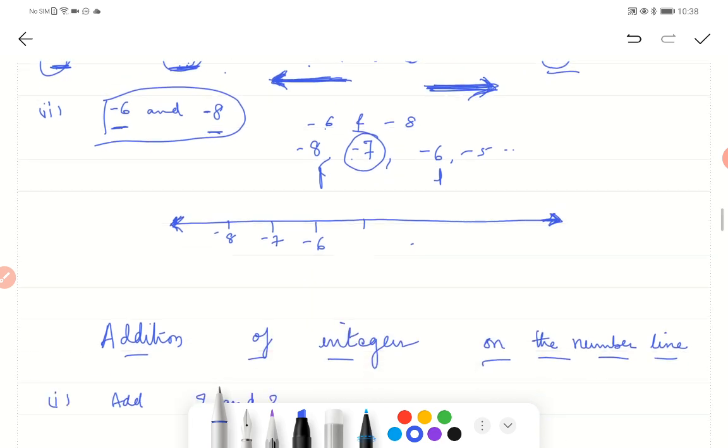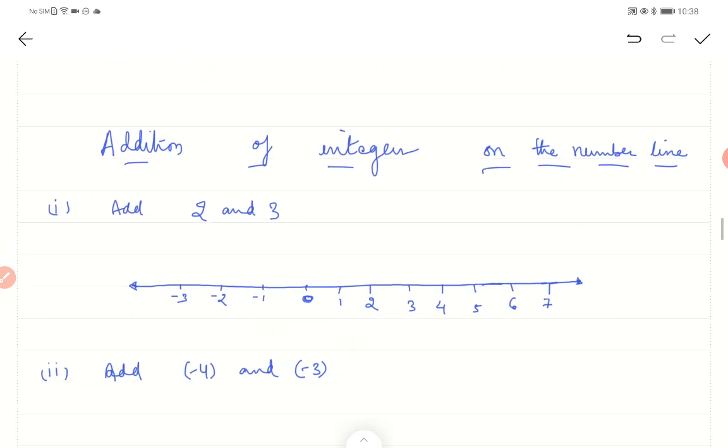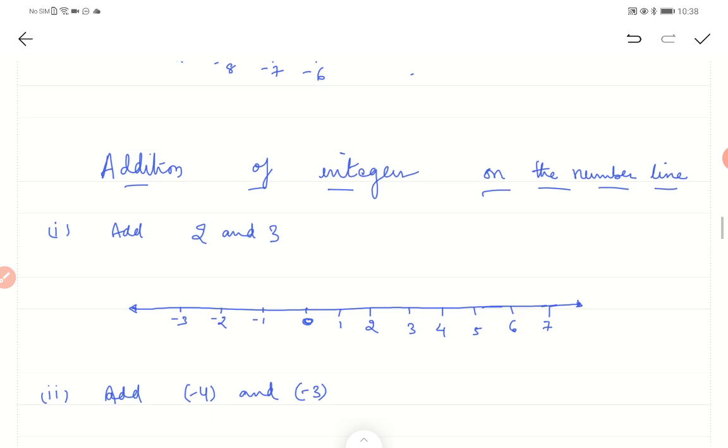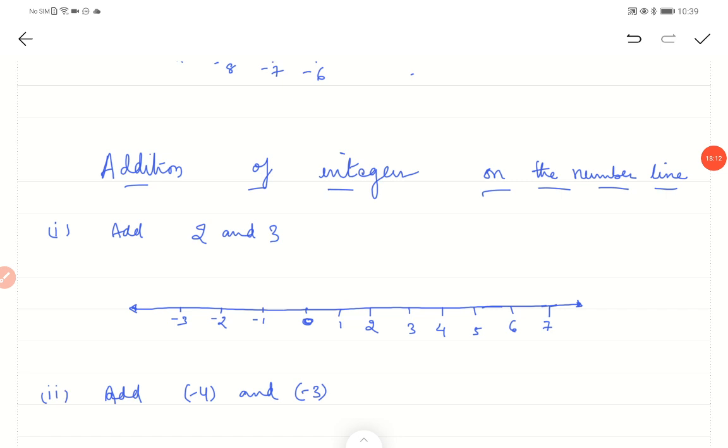Let's stop here. The next part, and the important part of your unit, is addition and subtraction on number lines. This is an important thing you need to understand: addition and subtraction of integers using number lines. You need to practice well and get used to it very well.